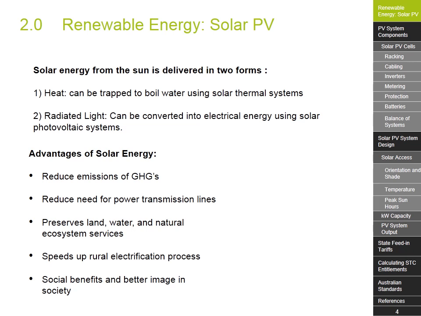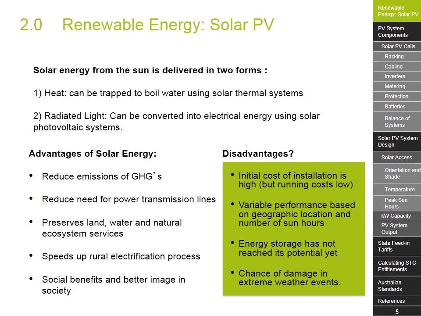It also speeds up the rural electrification process, and there are a number of social benefits associated with the development of solar PV. The main disadvantages of solar PV at this point in time are the cost of initial installation, variable performance with respect to different geographic locations and the number of sun hours a certain location receives per day and throughout the year, inefficiency in energy storage technologies, and the chance of damage in extreme weather events which large areas of Australia are prone to.